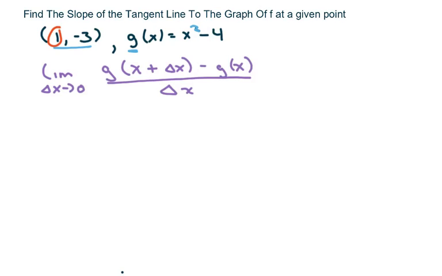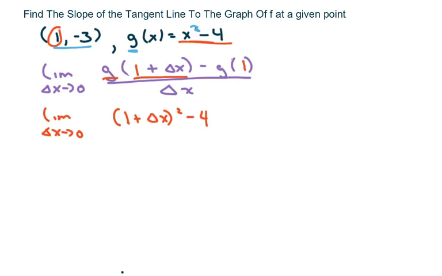So I'm going to erase these x's and put a 1 in there. So this is just going to be 1 and 1. And now I'm going to write down my function g and input this and subtract. So we're going to do the limit as delta x approaches 0. And I'm going to write down this function and input g of that, which is 1 plus delta x minus g of 1.